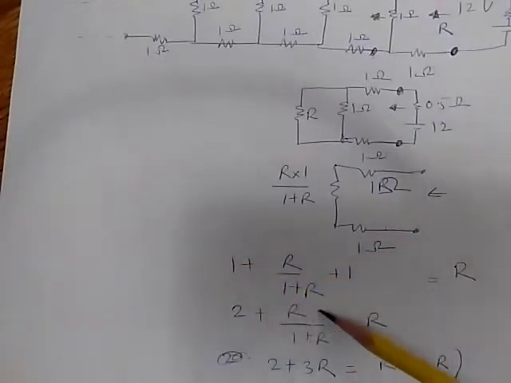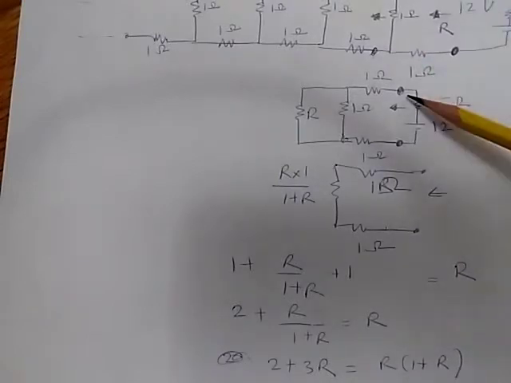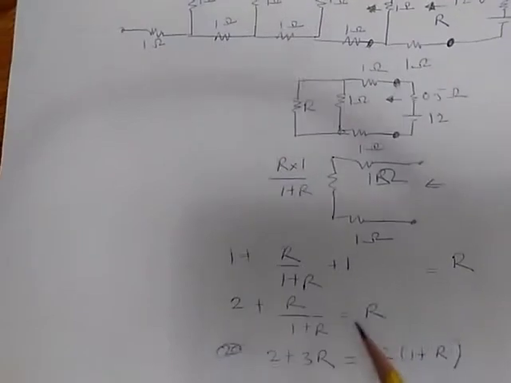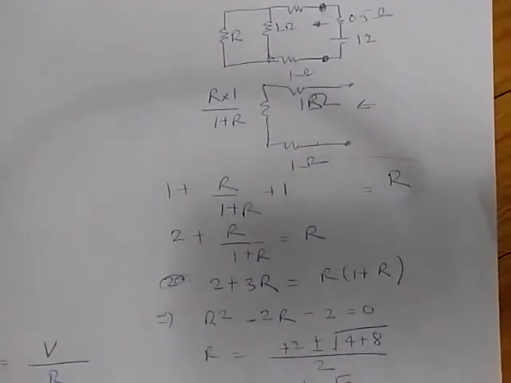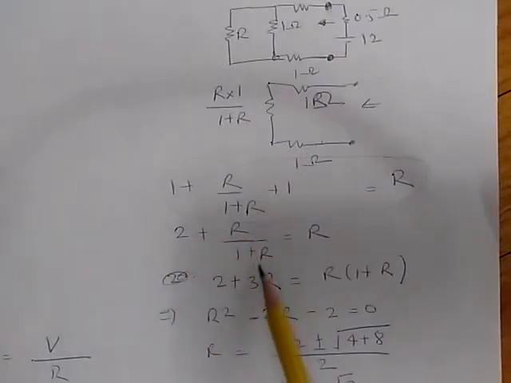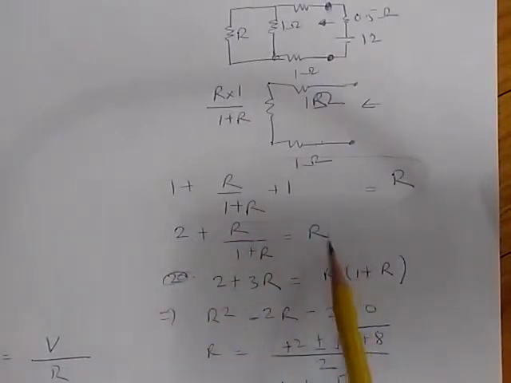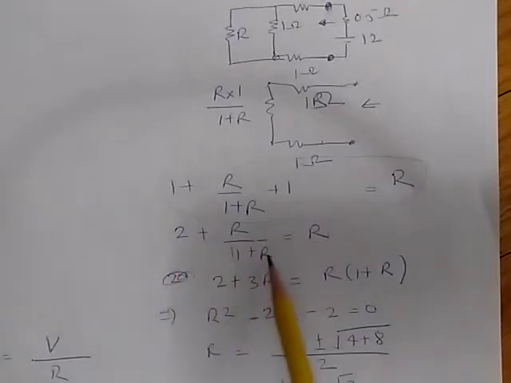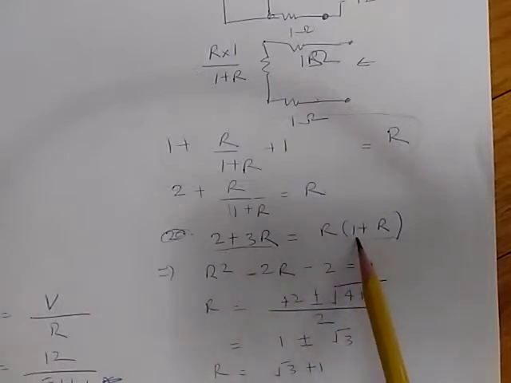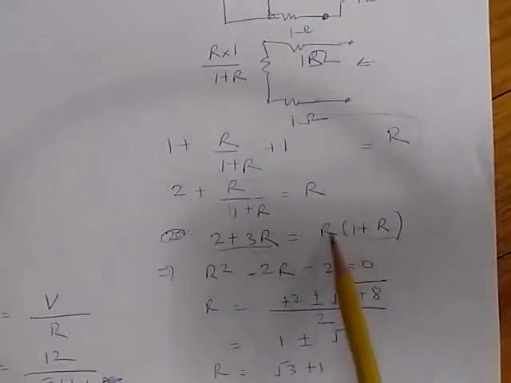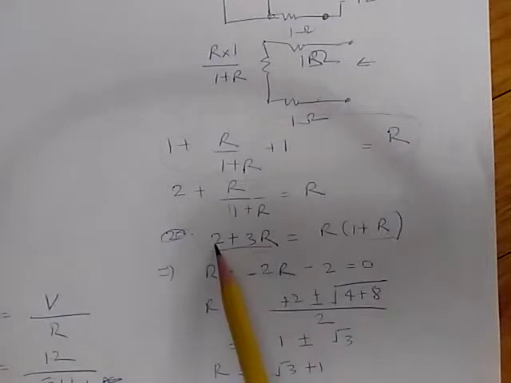And this equivalent resistance is equal to R, which is the resistance looking from here. That is what we assumed. So we have an equation only in terms of R, and it should be possible to solve it. 1 plus 1 is 2, so 2 plus R divided by 1 plus R is equal to R. Multiply the whole equation by 1 plus R, and on the right hand side we get R into 1 plus R. On the left we get 2 plus 2R plus R, which is 2 plus 3R. R into R is R square. This 3R goes to this side and becomes R minus 3R, which is minus 2R.